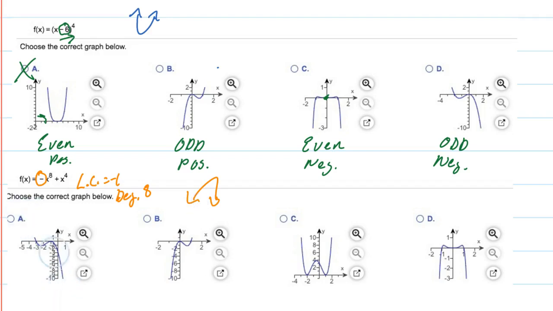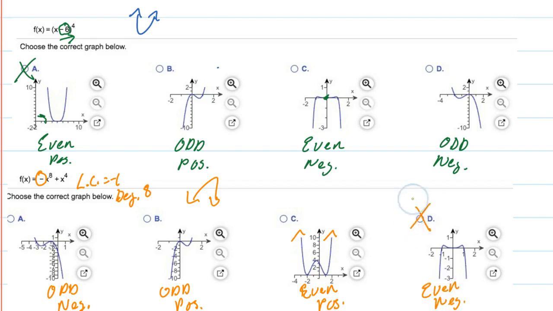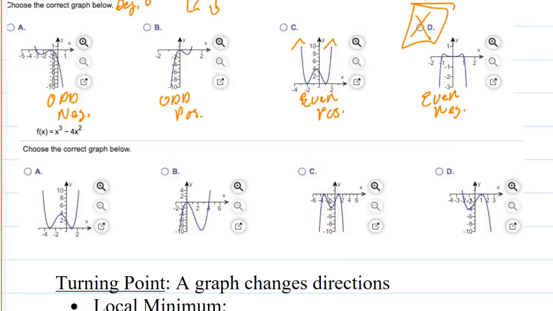The very first one, letter A, we know that's odd, but it is negative. Letter B is also odd, but it's positive. Letter C is even because they're pointing up. It's positive. And at the very end, we have a U-shaped pointing down. So that is going to be even and negative, which is what they're asking for. And that is our right answer.